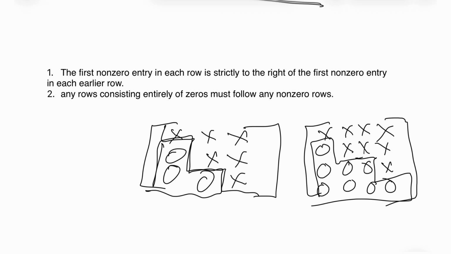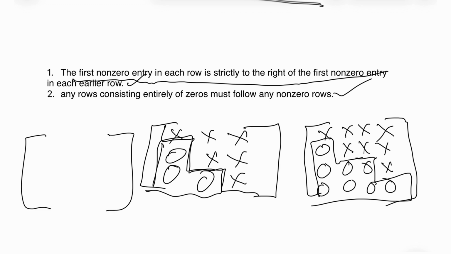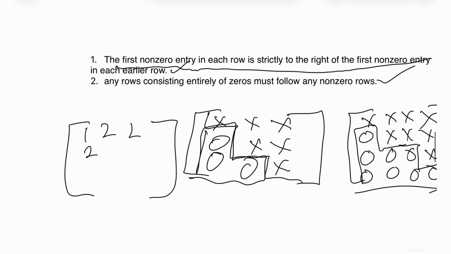You'll be easily able to identify a row echelon matrix by looking at it directly. But these are just some formal rules to understand it, just fancy math. The first rule: the first non-zero entry in each row is strictly to the right of the first non-zero entry in each earlier row. So let's say this is 1, 2, 2. The next row cannot have a non-zero entry here. So this can't be 2. Notice how 1 is the first non-zero entry, the leftmost one. So everything below it should be a 0.